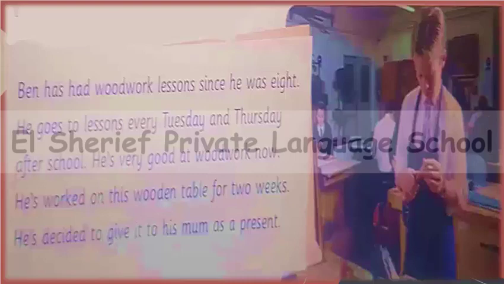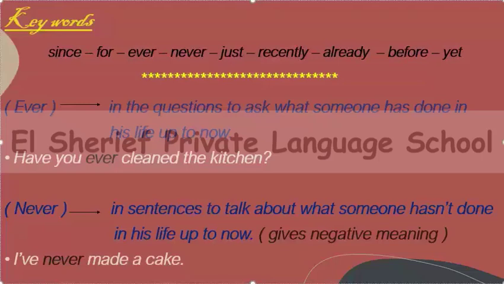Okay, so here we can see some new words like since and for. What are these words? Here we have some keywords to know that this tense is the present perfect. These words are since, for, ever, never, just, recently, already, before, and yet. For today, we will talk about ever, never, since, and for. Let's start. Ever. We use ever in questions to ask what someone has done in his life up to now.